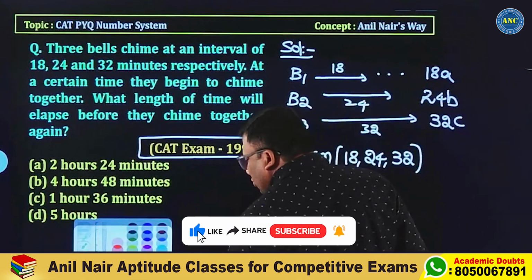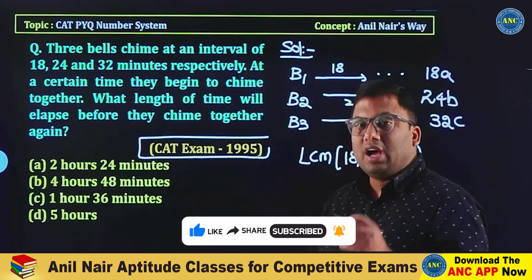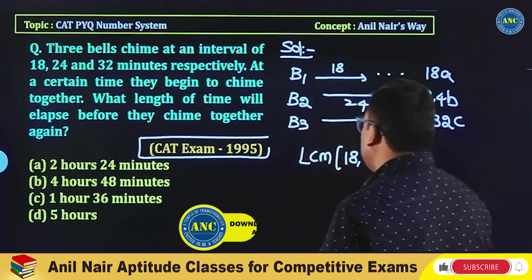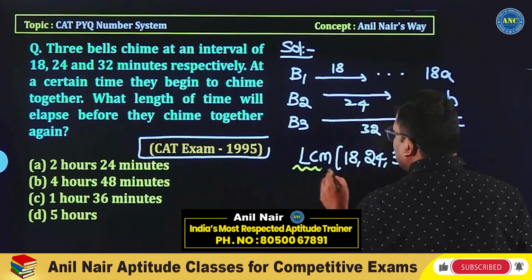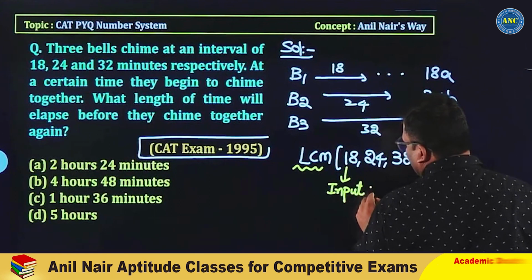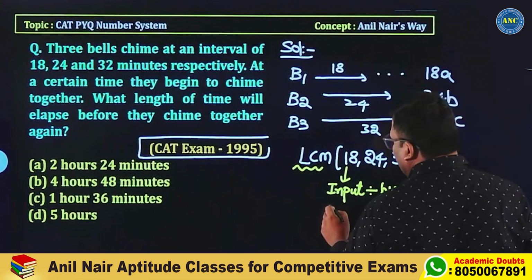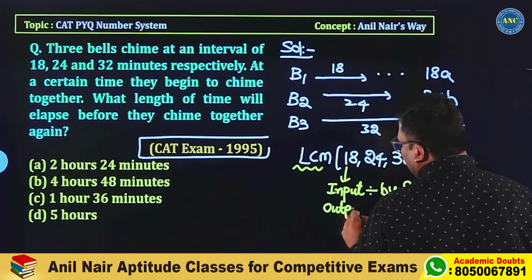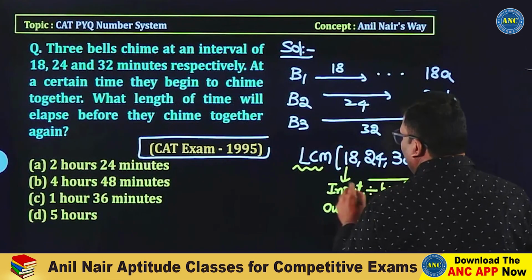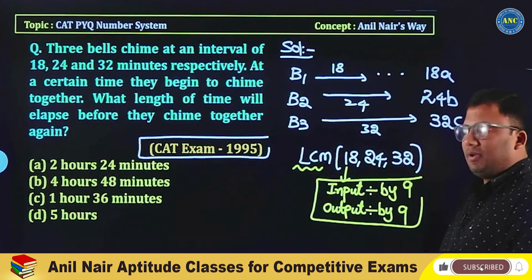Please do not waste your time in doing calculation for these 18, 24, 32. I told you one point in the first class of CAT PYQ, part 1. What is that I said? Whenever you are finding LCM, if an input number is divisible by 9, the output will also be divisible by 9.